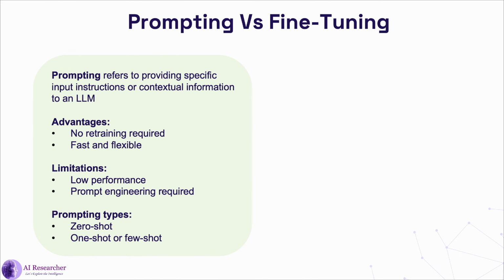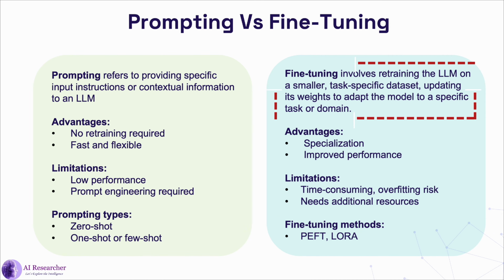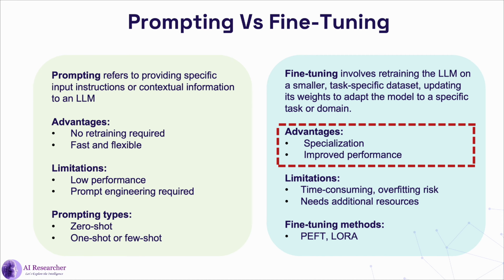and it can be a bit tricky when you go for complex task development. Whereas fine tuning includes retraining the large language model on smaller task specific datasets, updating its parameters or weights to adapt the model to a specific task or domain. So there are some advantages. Fine tuning allows the model to specialize in a particular domain. For handling legal documents, you can fine tune the LLM. Then second is improved performance. Of course, fine tuning usually performs better on a specific task compared to a model that depends completely on prompting.